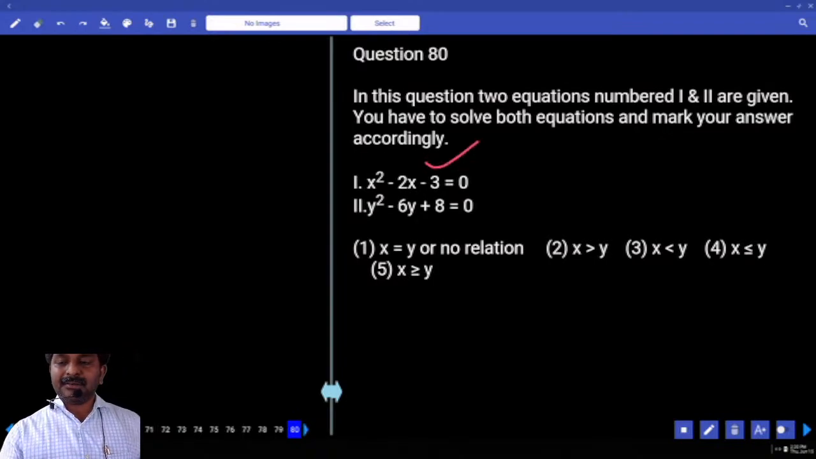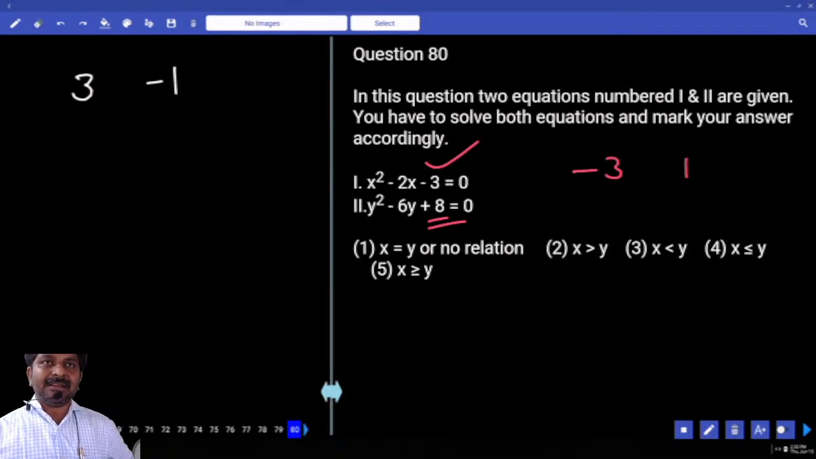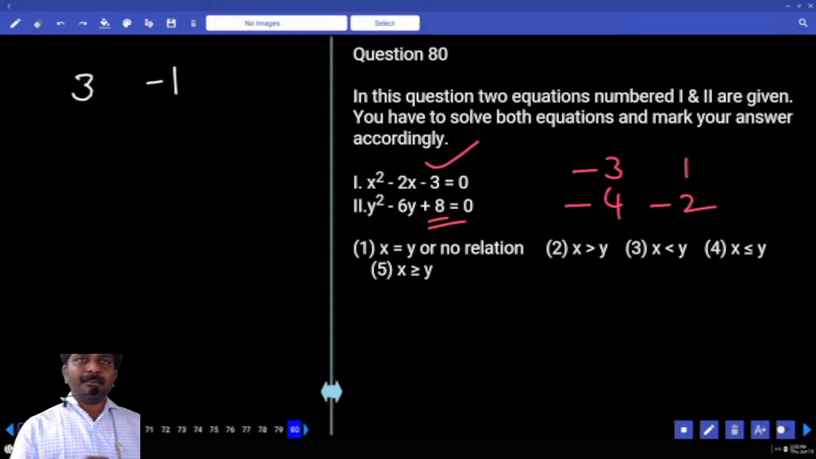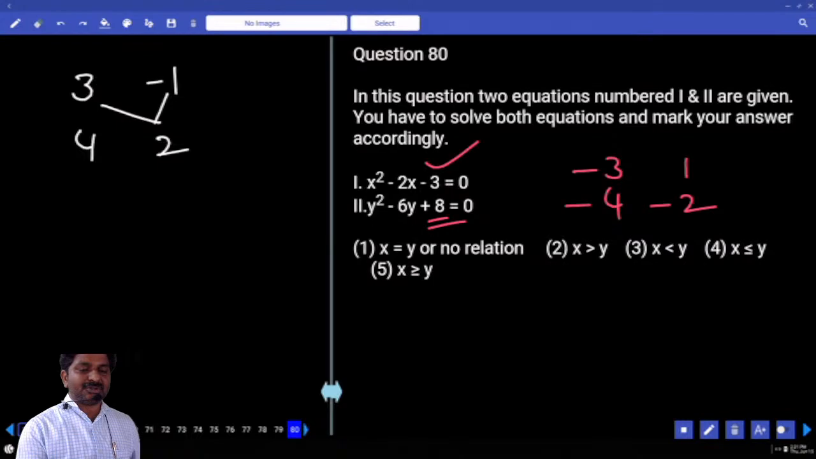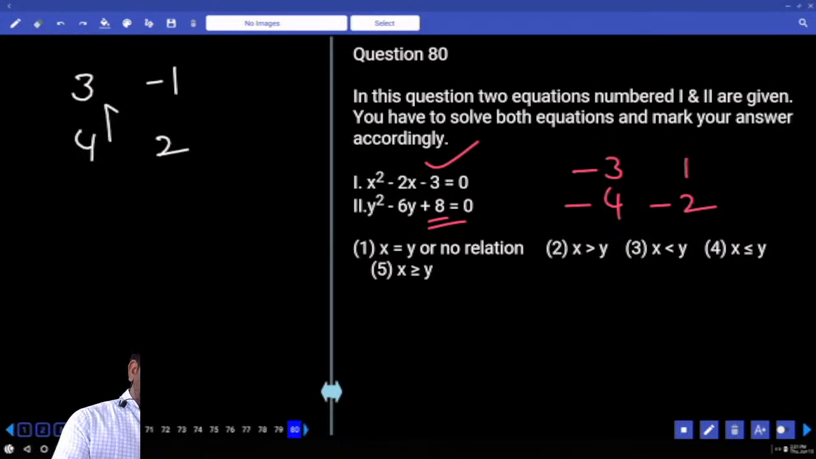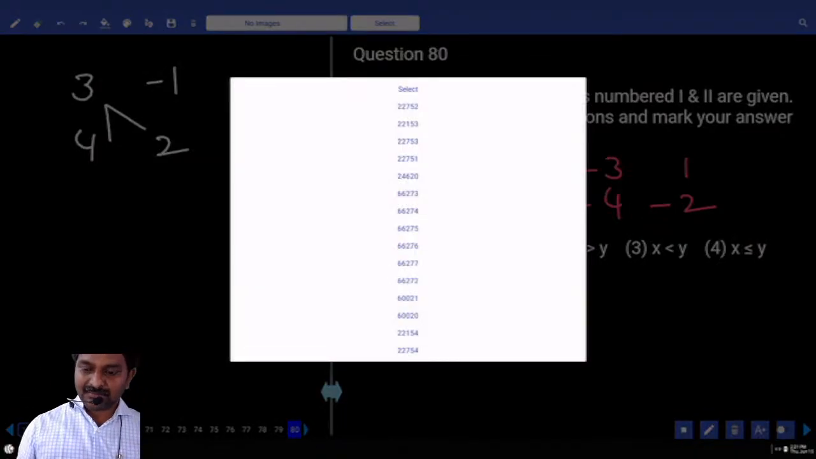Product is a negative number. -3 comma +1. Sum is -2. Factors are 3 comma -1. Product must be 8 and it must be a positive one. So it is 4 comma 2, but sum must be -6. So combination -4 -2. Factors are 4 comma 2. 2 lies exactly in between these two numbers, or otherwise 3 is in between 2 comma 4. In any case, answer: relation cannot be established.